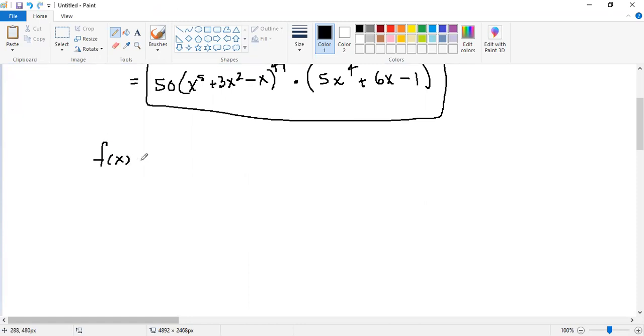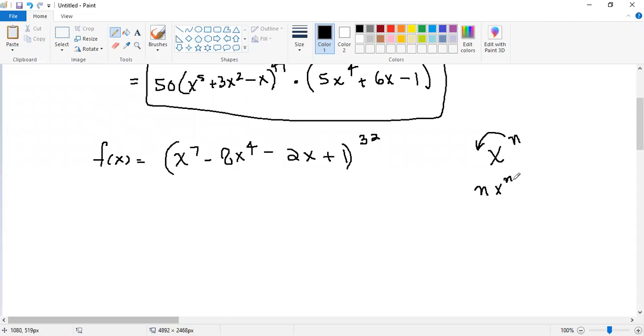Let's try another example. Let's try x to the seventh minus 8x to the fourth minus 2x plus 1 to the 32nd power. So if we want to use the chain rule, remember it's the same thing, right? X to the n, you bring the n down, and then you subtract 1 from the top. So in this case, what we'll say is this is 32, we're bringing this down, and then that's x to the seventh minus 8x to the fourth minus 2x plus 1. So inside is still the same. We keep the inside the same, and then we subtract 1 from the top, which is 31.